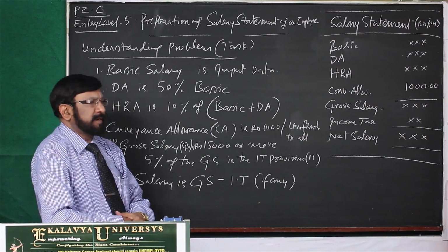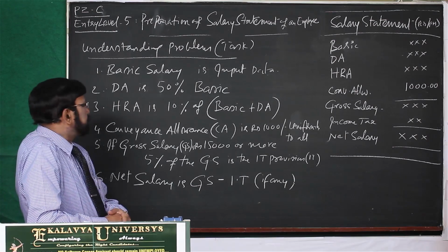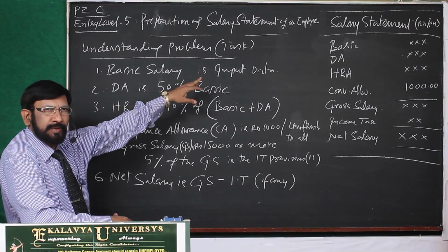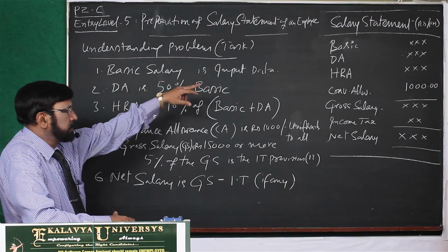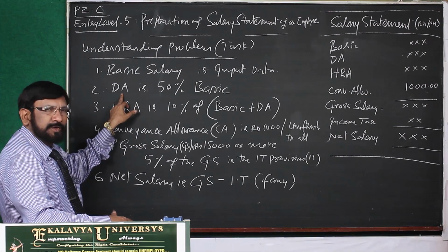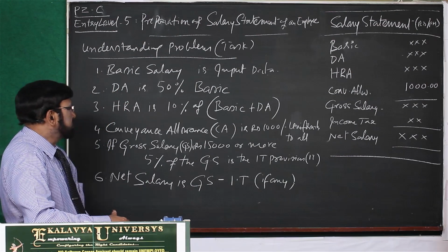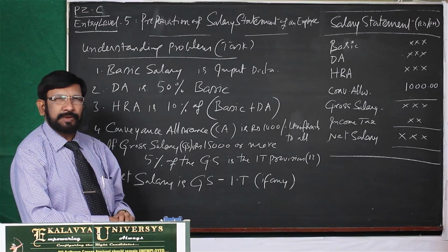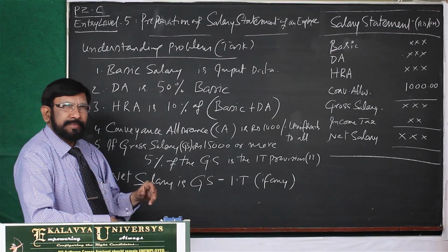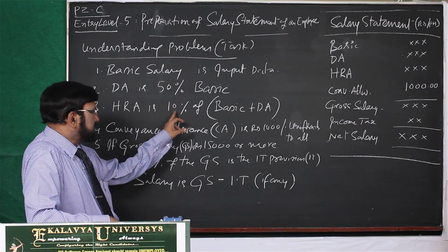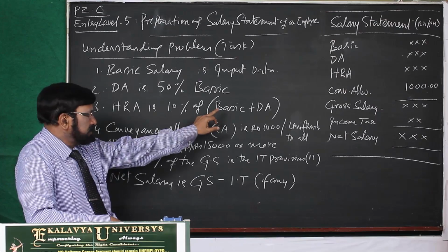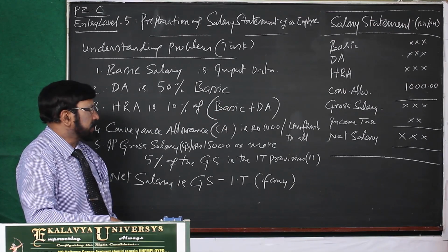Now, let us understand the problem in detail. The first one is basic salary is the input item. You have to enter the basic salary of the employee through keyboard. Thereafter, you have to calculate using a formula, that is dearness allowance. Dearness allowance is the 50% of basic. Thereafter, HRA, that is house rent allowance, is 10% of the sum of basic and DA. 10% of the sum of basic and DA, you can get HRA.